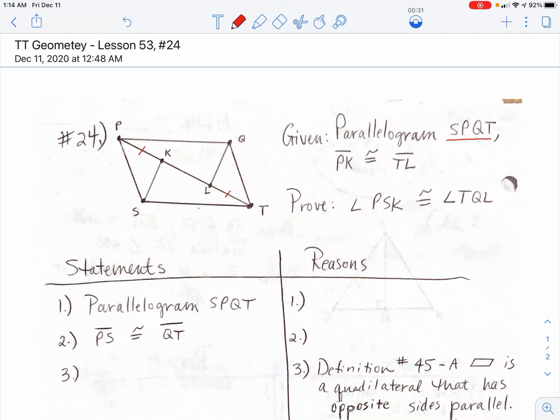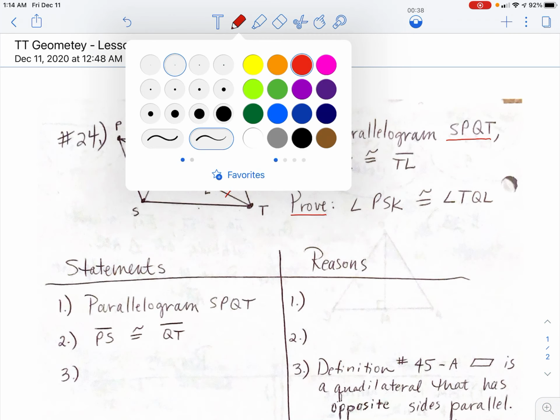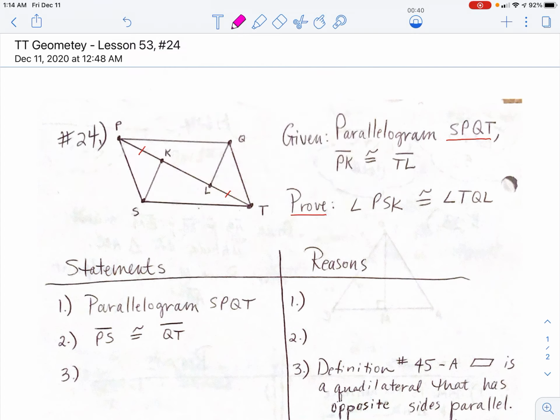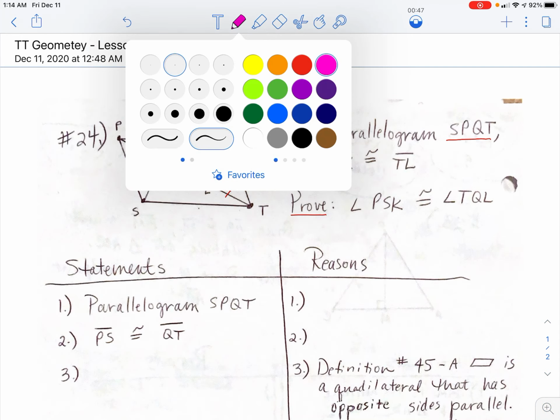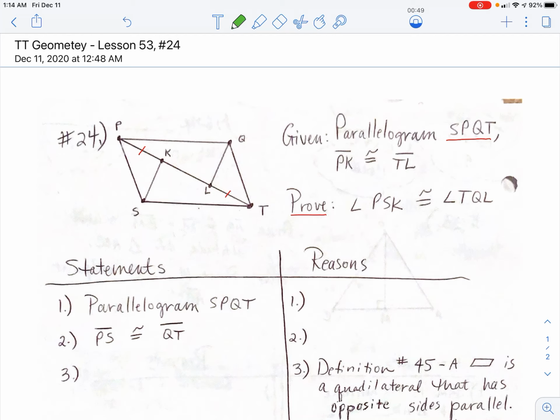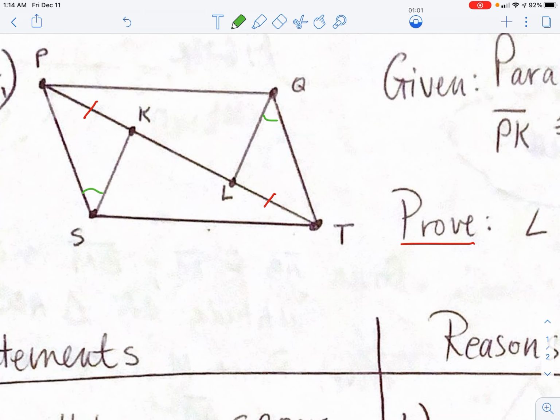The first thing we'll look at is what it is that we're trying to prove. I'm going to put this in a different color. We're trying to prove that angle PSK is congruent to angle TQL. Let's mark those up so we know where those are. Actually, I'm going to do those in green. PSK is right here, and TQL is right here. So we're trying to prove those two green angles congruent.